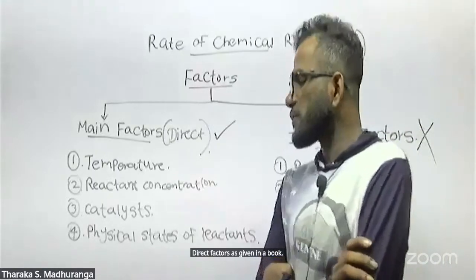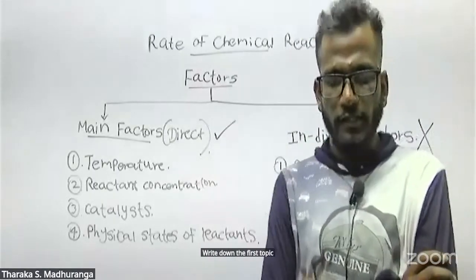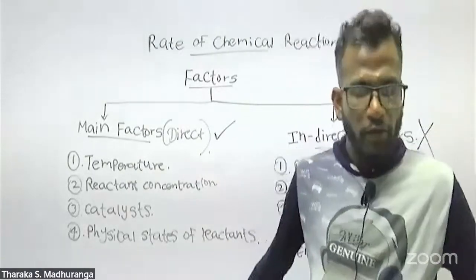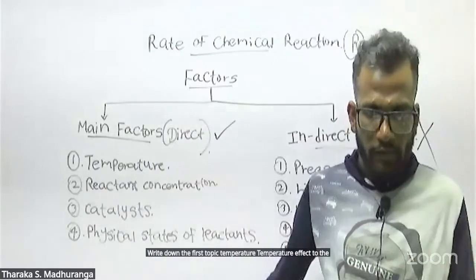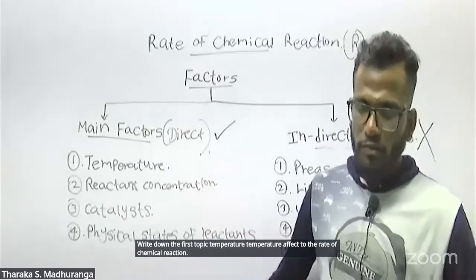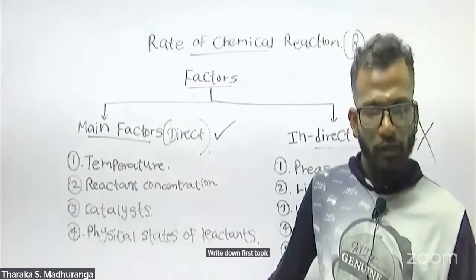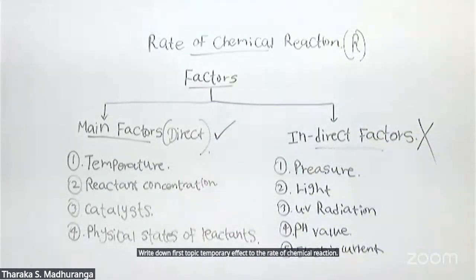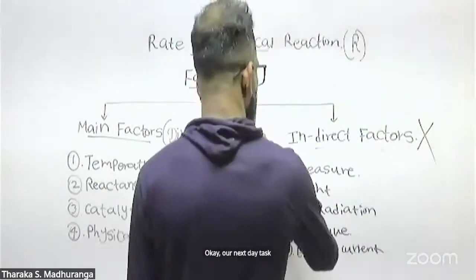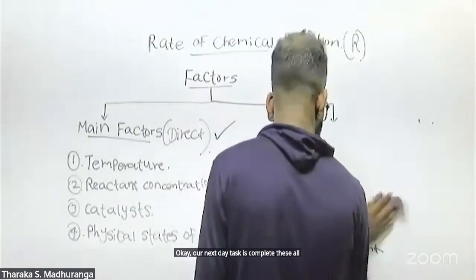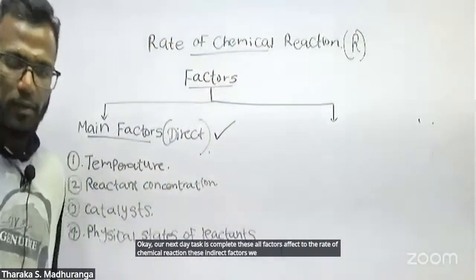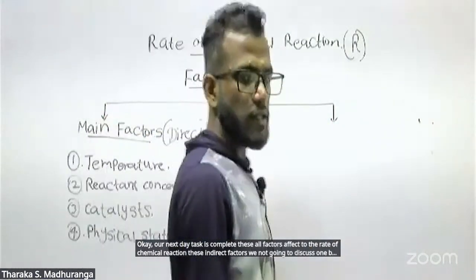Write down the first topic: temperature affects the rate of chemical reaction. Okay, our next day task is to complete all these factors affecting the rate of chemical reaction. These indirect factors we are not going to discuss one by one. They are not in our syllabus.